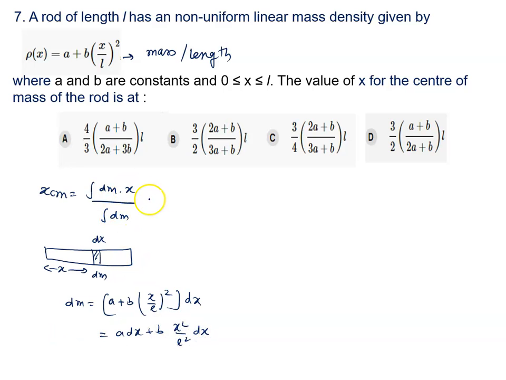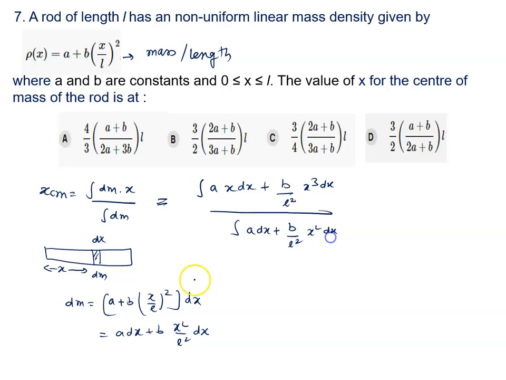Now we put all the values in the formula. Integration of dm into x means we multiply this dm by x, so it is given by integration of a x dx plus b by L square multiplied by x, that is x cube dx, upon integration of dm, which directly we write as a dx plus b upon L square into x square dx. And what is the limit of integration? 0 to L, because the total length is L.